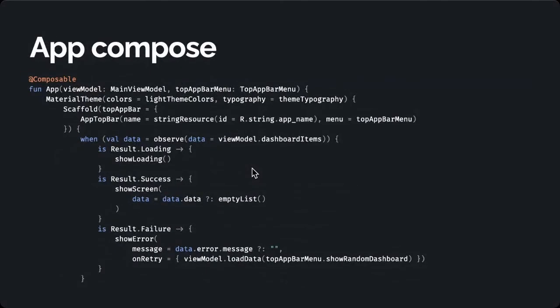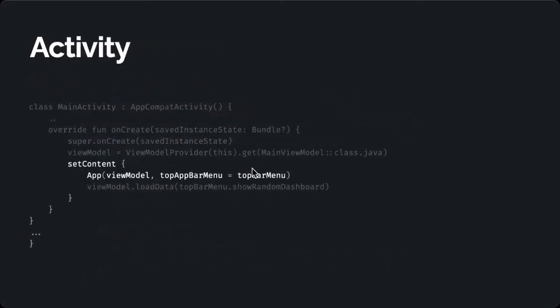Now, to put it all together, the app function that I was showing you before is very simple. It's just a scaffolding. I wanted to draw some kind of a toolbar. If there is a loading state, there's a custom function called show loading. When the data is ready, the compose is going to draw whatever components you want. And the error message is very straightforward.